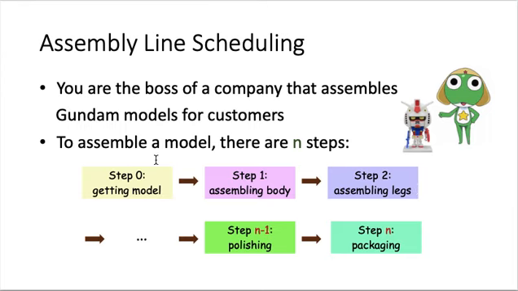Now to assemble a model, let's say there are a couple of steps. Let's say there are n steps. For instance, step 0, you will need to get the model, and then step 1, you will somehow try to make the body of this Gundam model. After that, maybe you will build up the legs and so on and so forth. So in the end, perhaps you make sure that the model is clean and tidy, so you have a polishing step. And in the end, you want to put the model into a box so that it is ready for delivery.